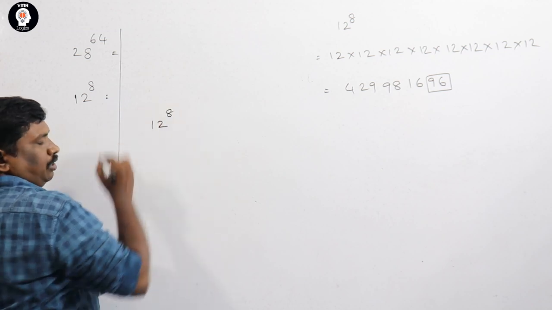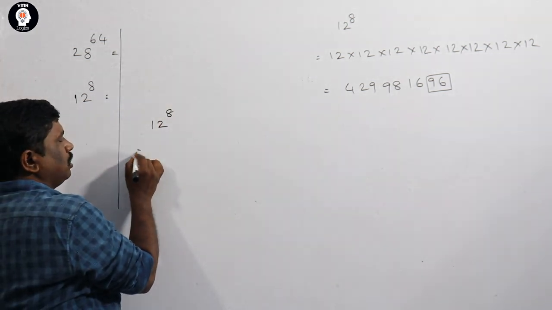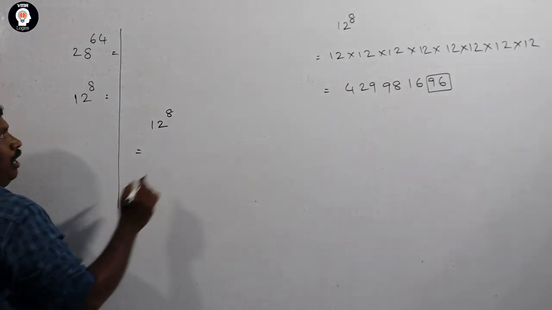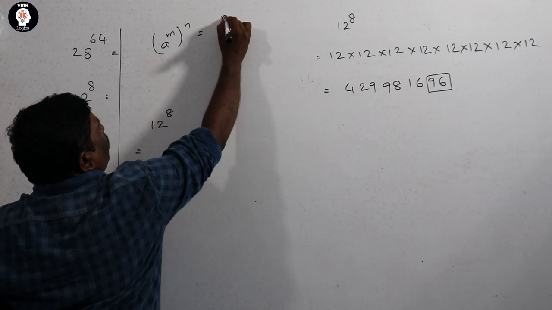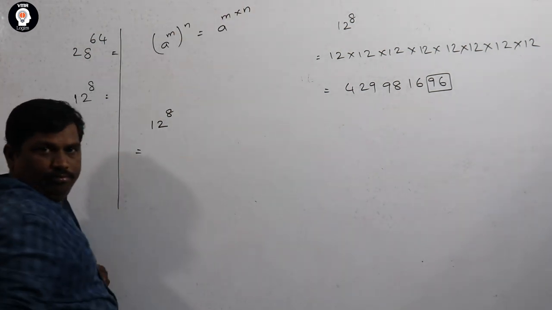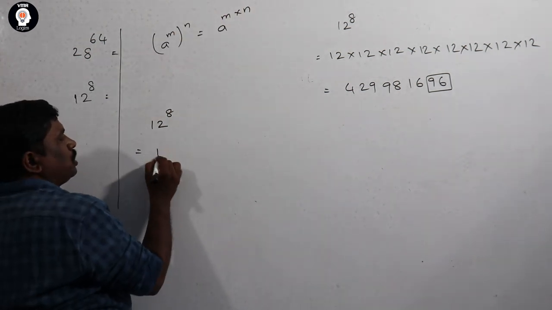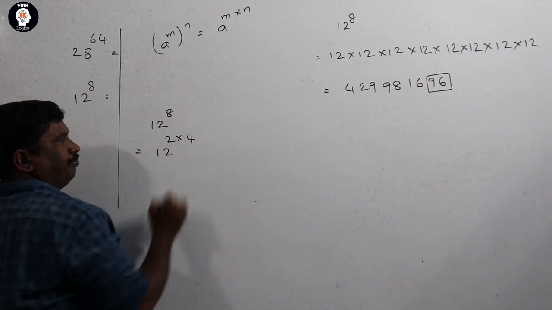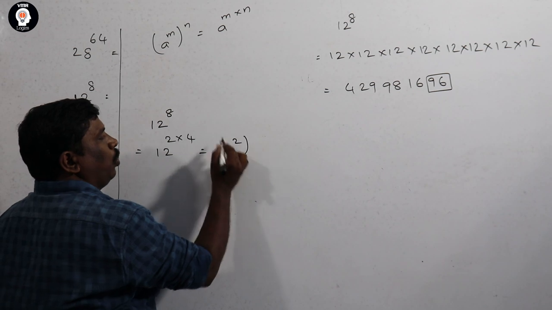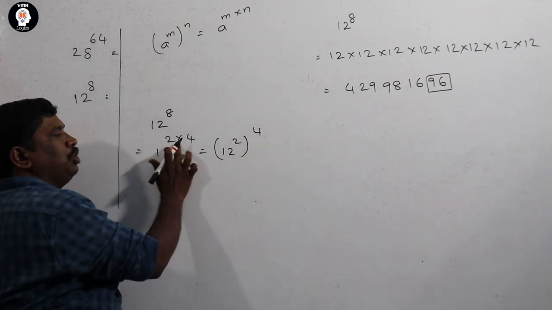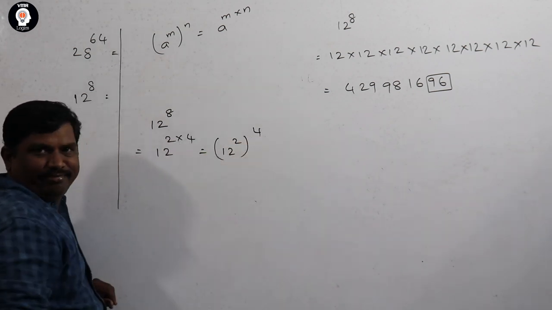12 power 8, right? I hope you know your formula: (A power m) whole power n equals A power m into n. So I am writing this as 12 power 2 into 4, since 2 fours are 8. This I am writing as 12 square whole power 4.